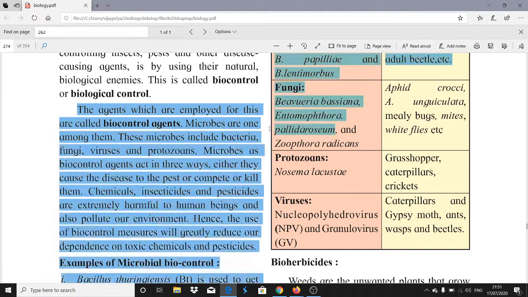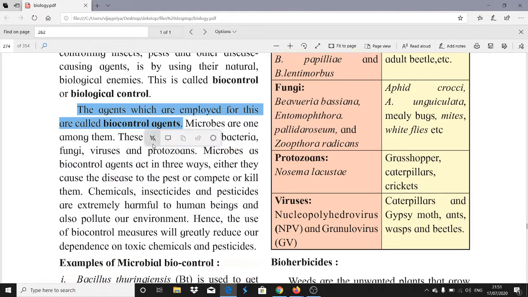So here we are talking about microorganisms and how they play a very important role as biocontrol agents. Microbes are one among them. These microbes include bacteria. Which microbes can be used as biocontrol agents? Not only bacteria but also some fungi, some viruses, and some protozoa are used as biocontrolling agents.